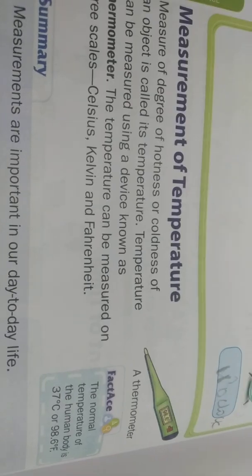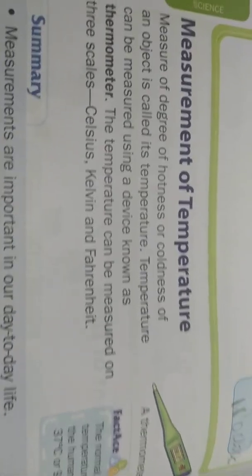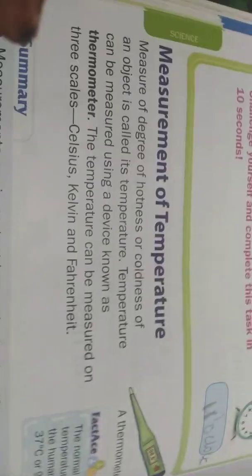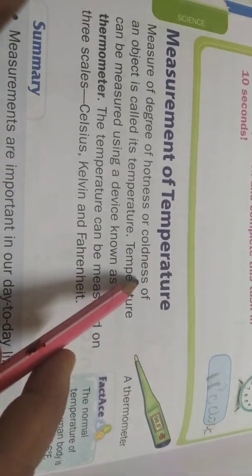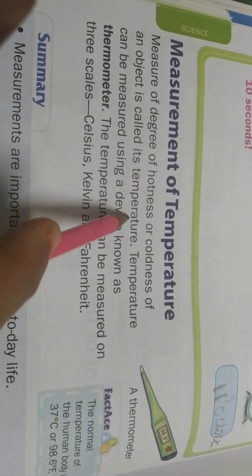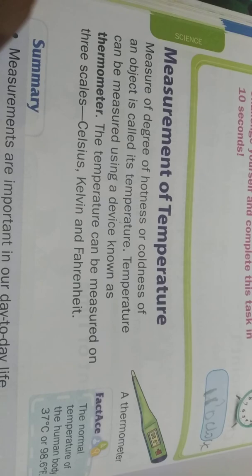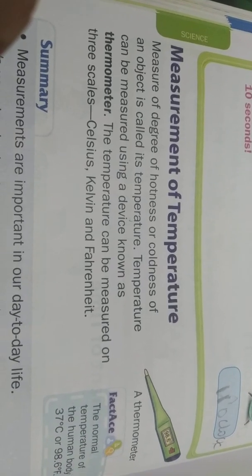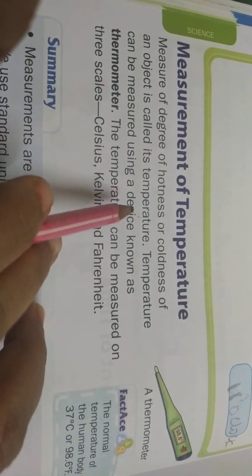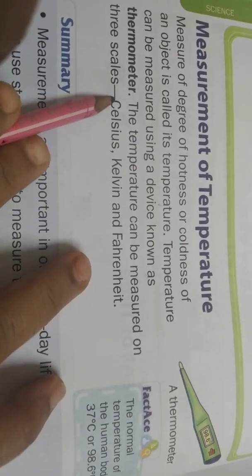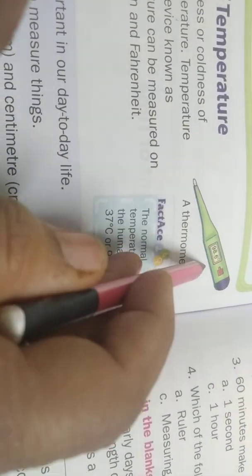See here, children, how we will measure the temperature of our body. The measure of the degree of hotness or coldness of an object is called its temperature. Temperature can be measured using a device known as a thermometer. Are you seeing this? This is a digital thermometer.